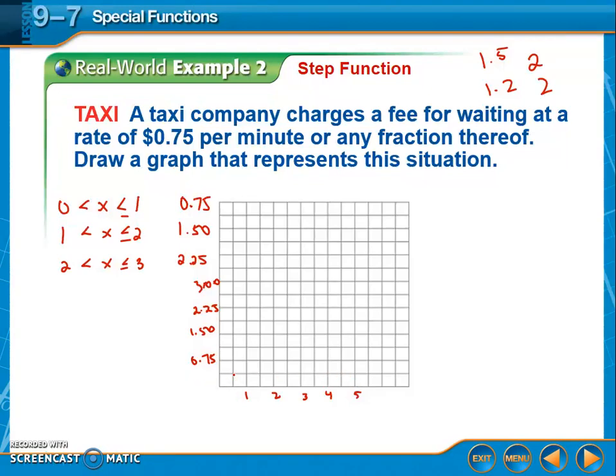Right? So for anything between 0 and 1, we said they're going to charge 75 cents. They're not going to charge for 0. At 0, they're not charging. So I'm going to put an open circle there. But at 1, they're charging the price for 1 minute. So I'm going to fill it in there. For anything between 1 and 2 minutes, they're charging $1.50. So at exactly 1, they're not charging up here, they're charging here. So I'm going to leave that an open circle and come over, and this is going to be a closed circle at 2, because if you wait 2 minutes, they're going to charge for 2 minutes. And this pattern continues until you get the full shape.